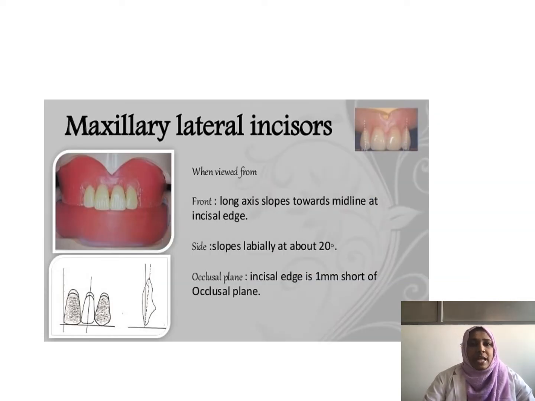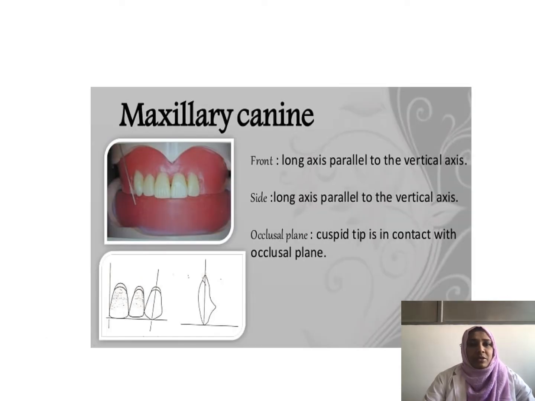Coming to the maxillary lateral incisors, when viewed from the front, the long axis slopes towards the midline at the incisal edge, and when viewed from the side, it slopes labially at about 20 degrees. And at the occlusal plane, the incisal edges of the lateral incisors are 0.5 to 1 mm short of the occlusal plane.